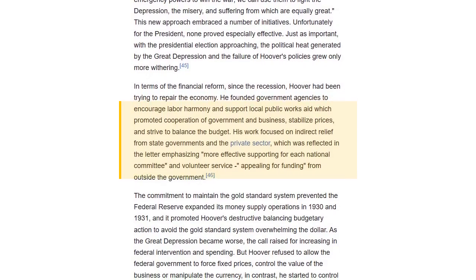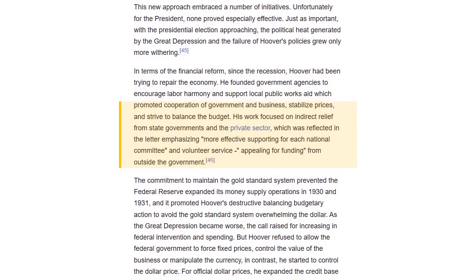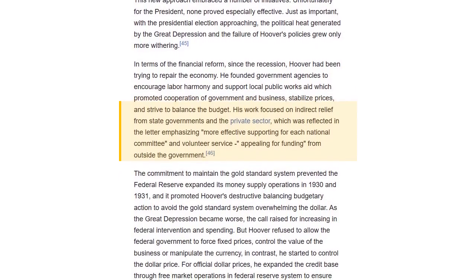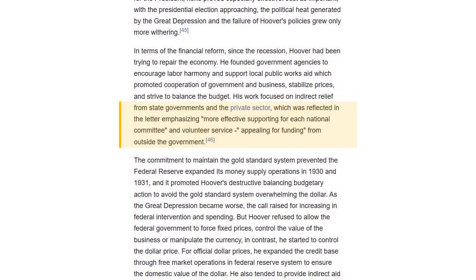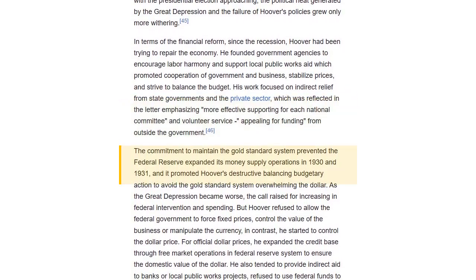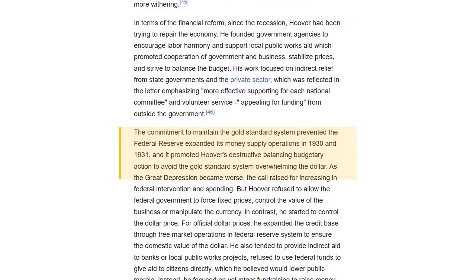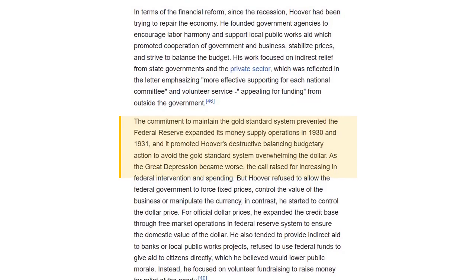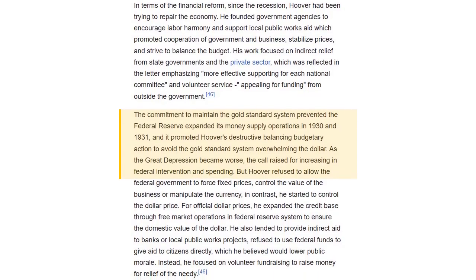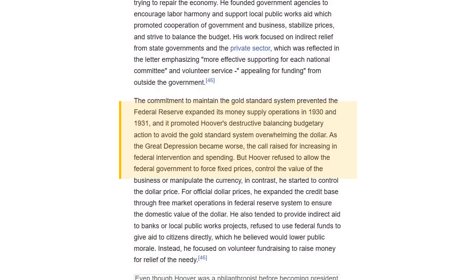His work focused on indirect relief from state governments and the private sector, which was reflected in the letter emphasizing more effective support for each national committee and volunteer service, appealing for funding from outside the government. The commitment to maintain the gold standard system prevented the Federal Reserve from expanding its money supply operations in 1930 and 1931, and it promoted Hoover's destructive balanced budgetary action to avoid the gold standard system overwhelming the dollar.